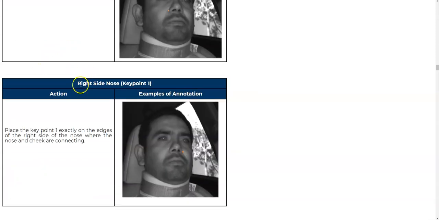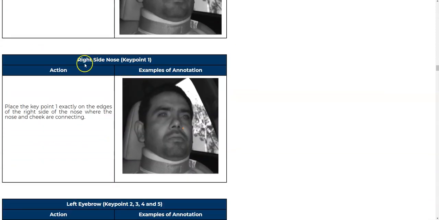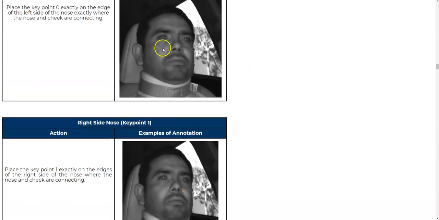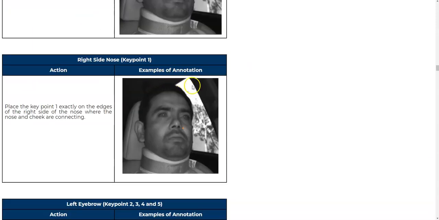Alright, so key point 1 is for right side nose. Exactly like we annotate for the left side, key point 1 is used to annotate the right side of the nose. So you have to place it where the nose and cheek are connecting at the curve here. So it should be here, not bottom here or not up further here.